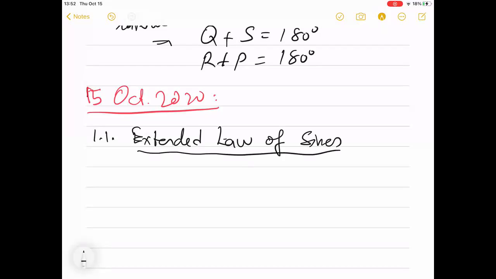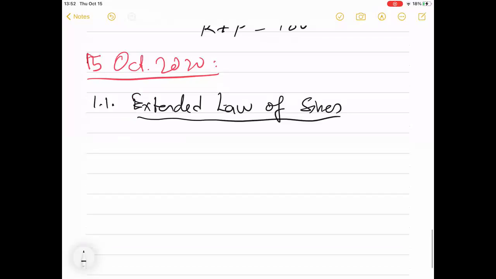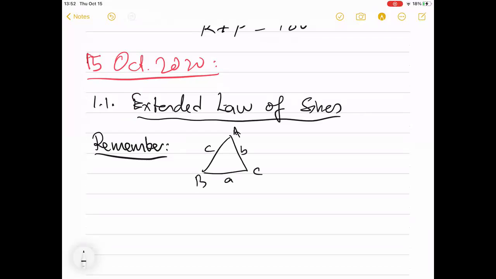Remember, what's the law of sines? Probably you know that if you take any triangle ABC, with sides a, b, and c, then a over sine A is equal to b over sine B, and that's equal to c over sine C. So this is little c, and this is capital C.